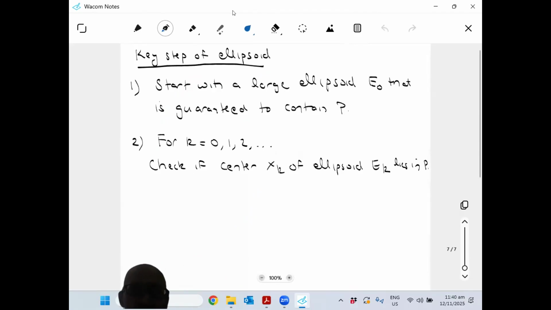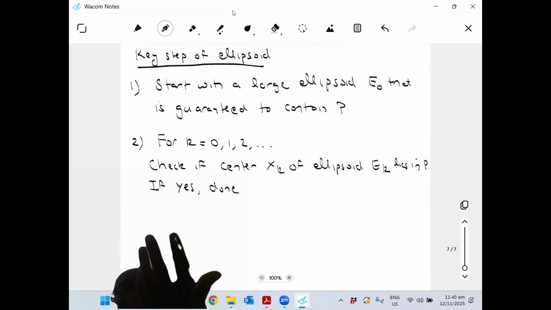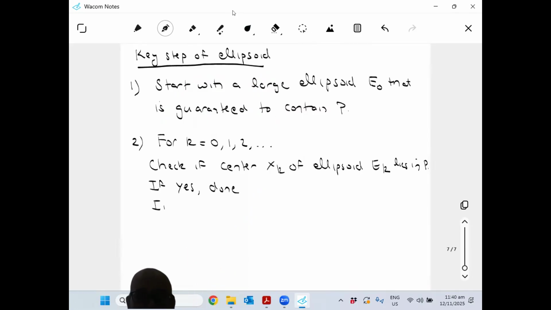Right. So if yes, you're done. You exit. You solve the problem. You found a point which lies in the polyhedron. The polyhedron is not empty. Done. If no, this is where the work happens.